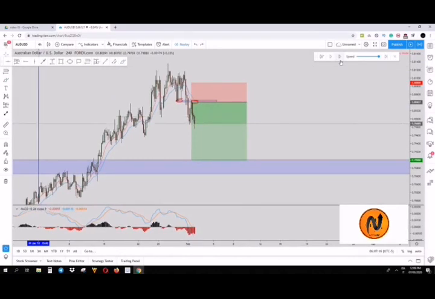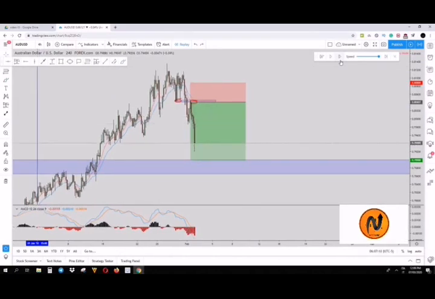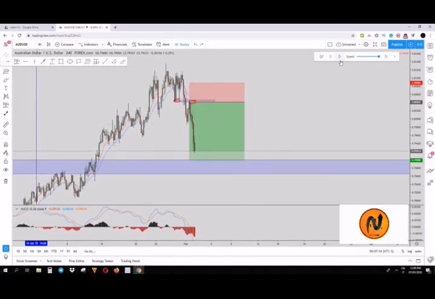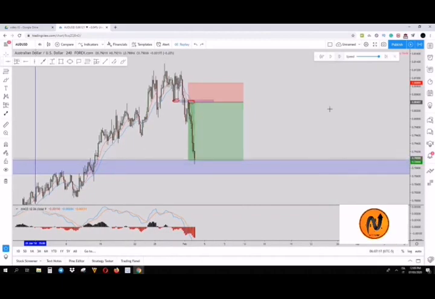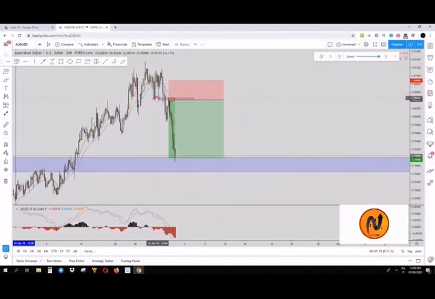Okay, the market reacted well. We are now risk free on the trade. Let's see if it goes to take profit. Okay, so overall first trade went well. 1 to 3 risk reward, and we are out.